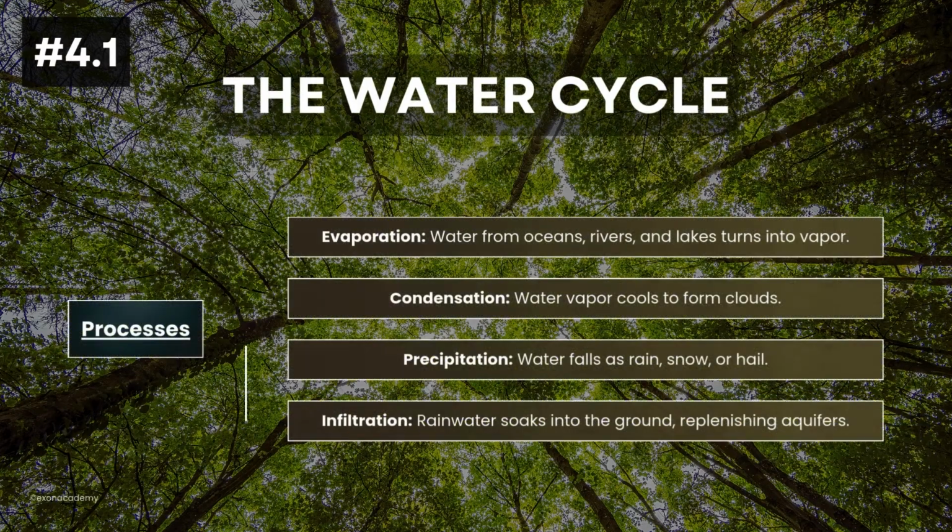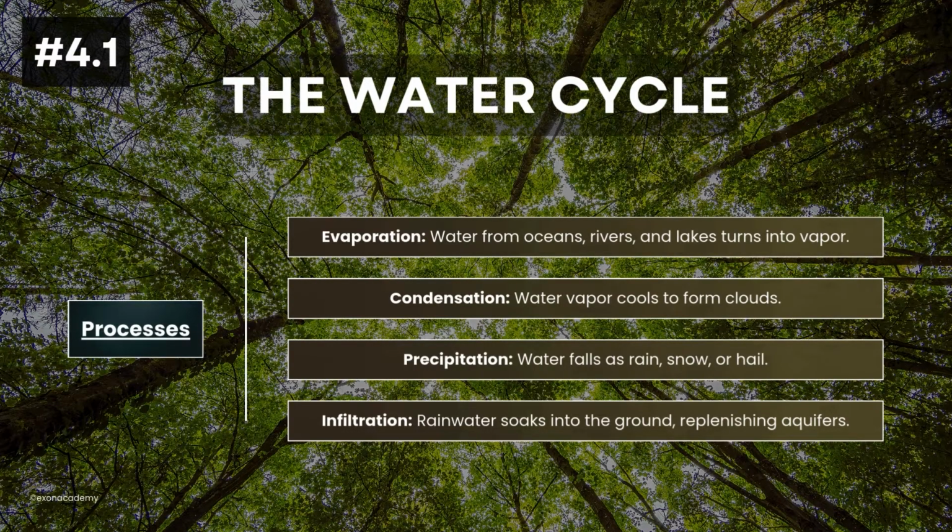Now comes the most moist chapter. Chapter number 4.1, The Water Cycle. Water moves through the environment in a continuous cycle. It begins with evaporation. Water from oceans, rivers, and lakes turns into vapor. Then comes condensation. Water vapor cools to form clouds.